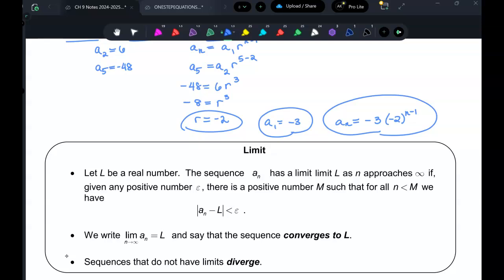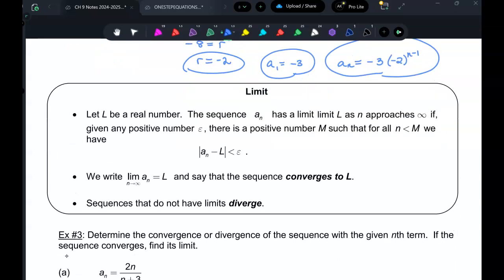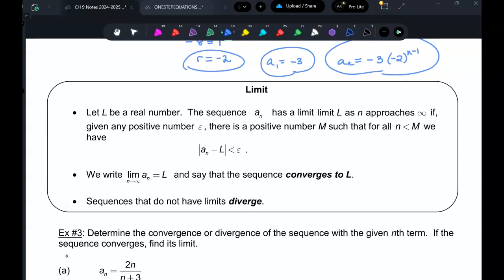Wait, what did we time? Oh, yeah. Okay. Limits.